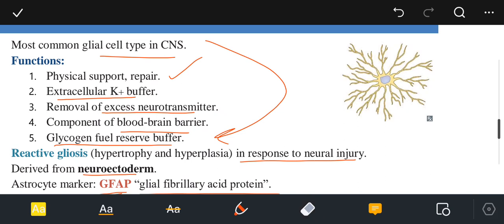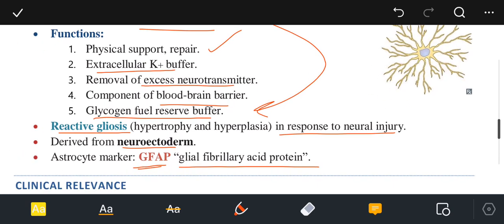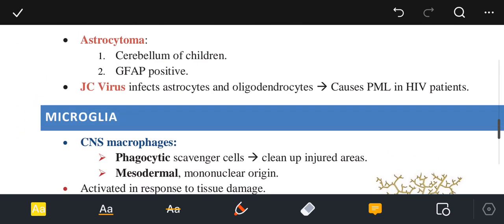So here you can see a picture of the astrocyte, but it is very low yield. The high yield points are reactive gliosis, which you must remember because it is a very important concept, and that shows on the boards most often. Then we have the clinical relevance.